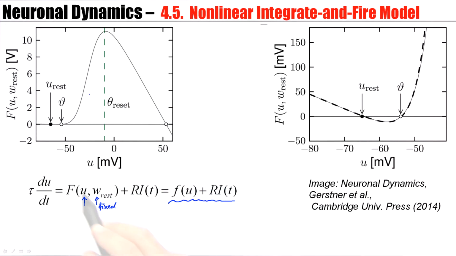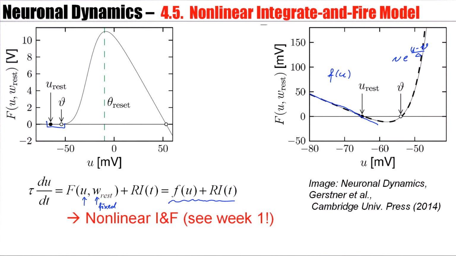Now if we zoom in just into this region here, then what we find is that this function f of u has a linear part, and then it bends over quite rapidly. And in fact, this rapid increase can be described as an exponential part. Now this is in fact a nonlinear integrate-and-fire model. And the specific nonlinear integrate-and-fire model would be one which is a combination of this linear part plus an exponential part. In other words, an exponential integrate-and-fire model.